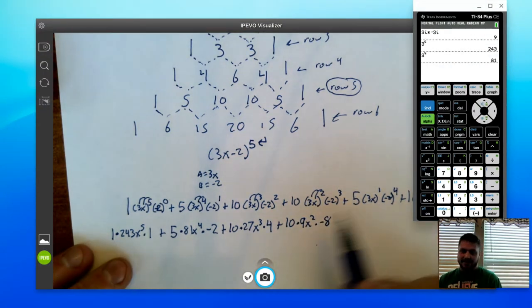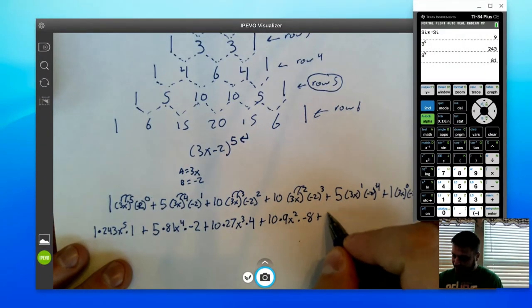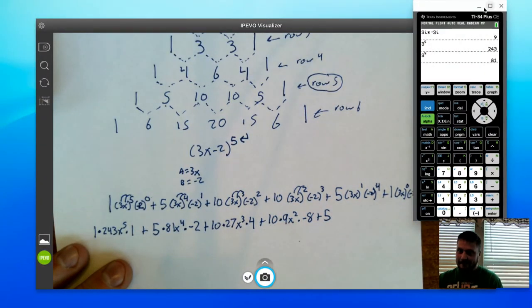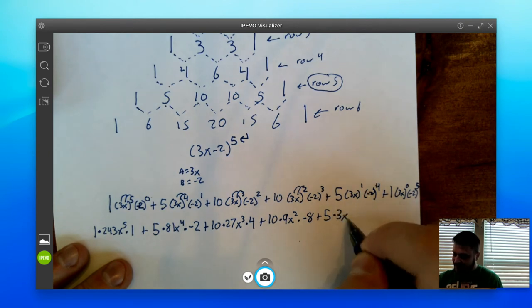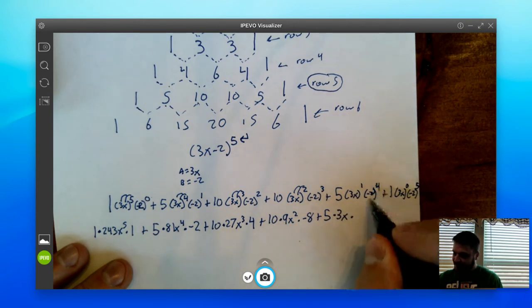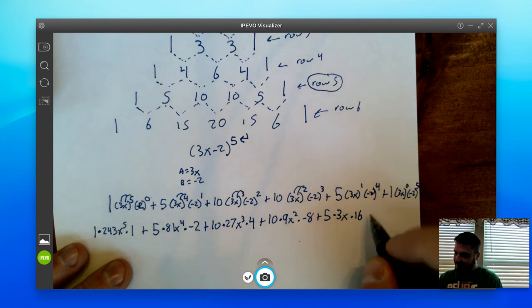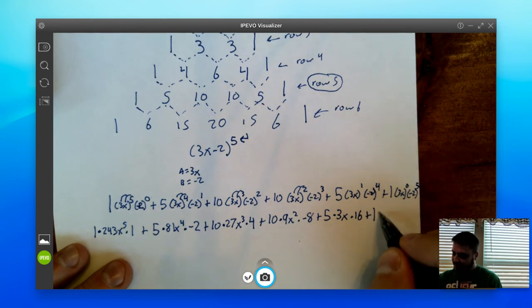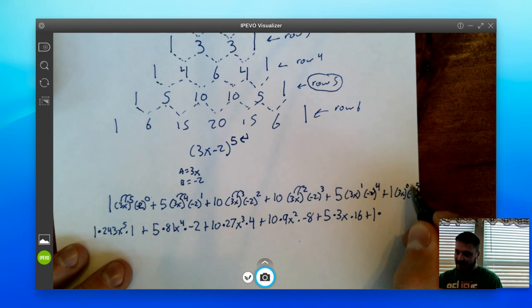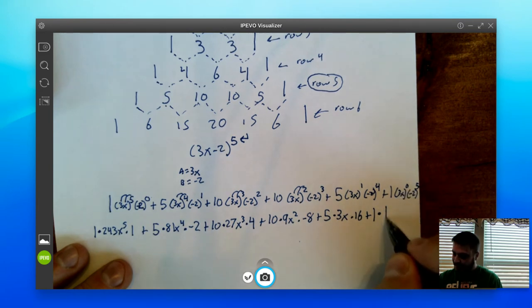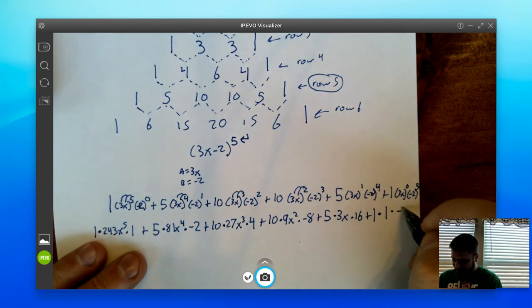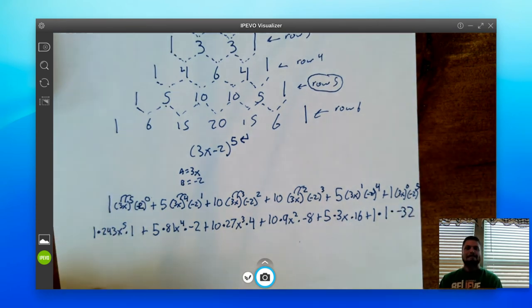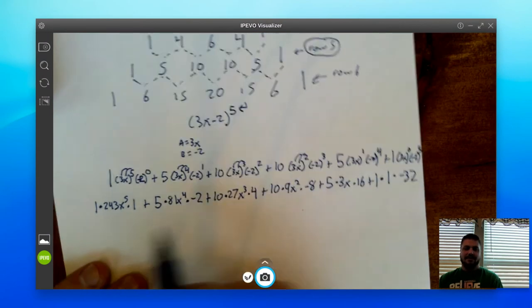You could use your calculator if you need to. Plus 5 times 3x to the 1st, which is just 3x, times negative 2 to the 4th is 16. Plus 1 times 3x to the 0, but anything to the 0 is 1, times negative 2 to the 5th is negative 32. And now I just do this math.